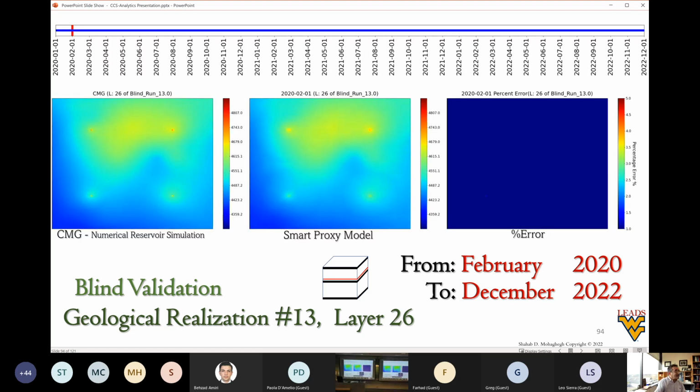What you're looking at here, this is the CMG on the left. In the middle is smart proxy. This is the error. Again, 5% is maximum. And here is every single month that it goes through. Ready? Let's go. I'm going to go and come back to show you twice.